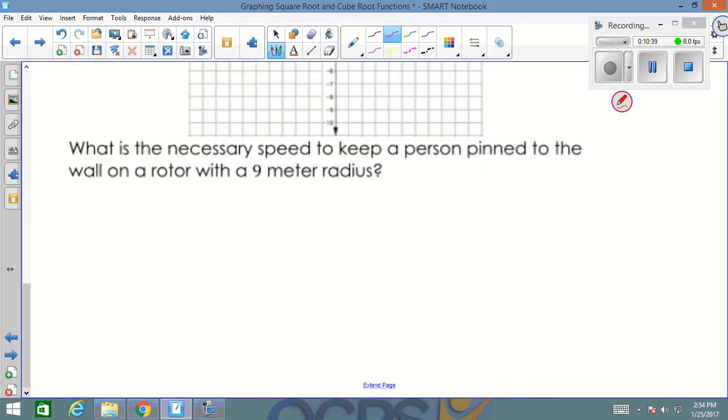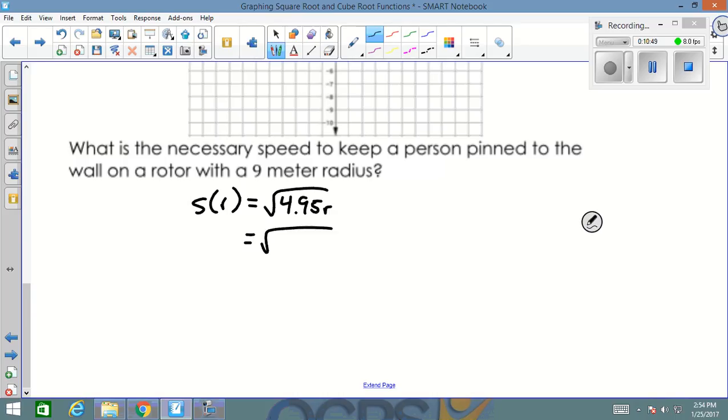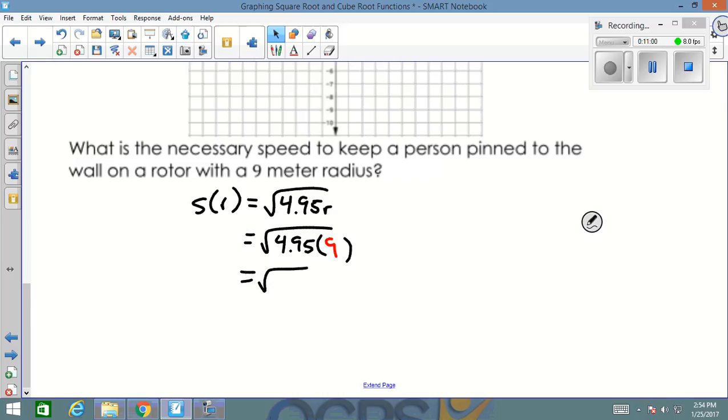Alright, and then it asks if we had a radius of 9, what would it be? And let's look at this. So it's the square root of 4.95 times, we know the r is 9, so times 9. So 4.95 times 9 is 44.55. And then when we take the square root of that, it is about 6.7 approximately.